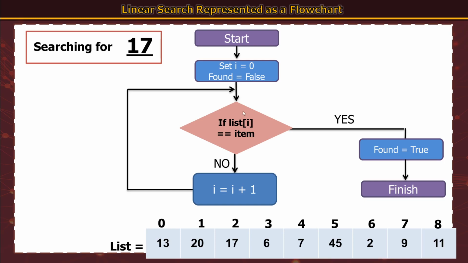So 0 plus 1 becomes 1, and we come back around the loop. Now we're looking at index 1, which is 20. 20 is equal to 17? No. I equals I plus 1, so 1 plus 1 gives us 2. We come back around the loop. List item index 2, which is 17. 17 is equal to 17? Well, that is actually true. So we go down the yes path, found becomes true, and then we finish. And that's basically how the flowchart would work for a linear search.